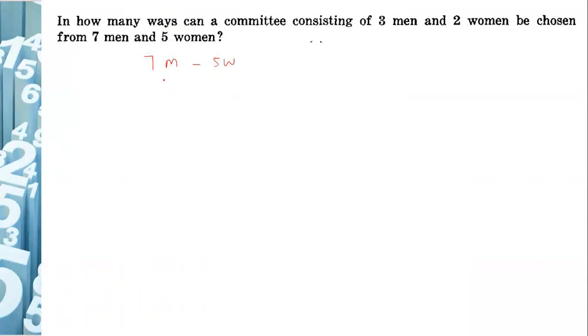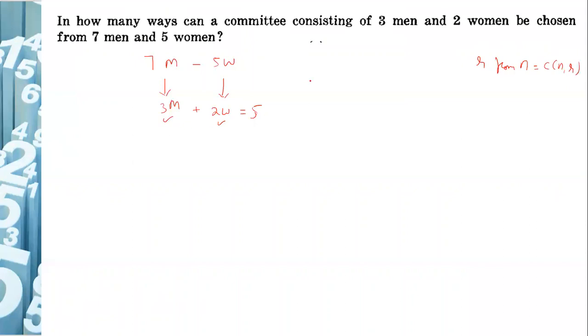That committee should consist of 3 men from 7, so 3 men should be there in that committee. It is a 5-member committee, and 2 women should be there from 5. So totally we require 5. The condition is that we have to select a 5-member committee from 12, but out of these 5, 3 men and 2 women should be there. Just now I told you, recollect how many ways I can select R objects from N objects: C of N comma R.